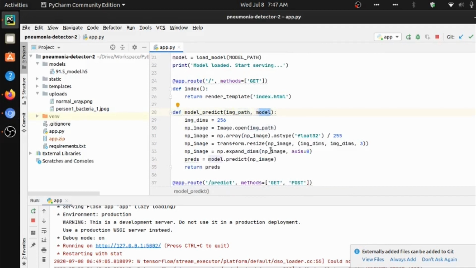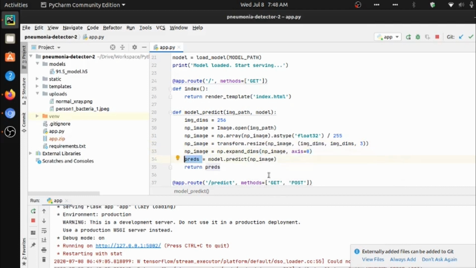In model_predict, since we have trained our model to only predict from images that are 256 by 256, for any type or any dimensions of image we first have to reduce or increase the size to 256 by 256, and we have to normalize the image. So first we normalized the image. Then we resized the image into image_dims, image_dims, comma 3, which signifies RGB, and then this image is passed through the model to predict the result.